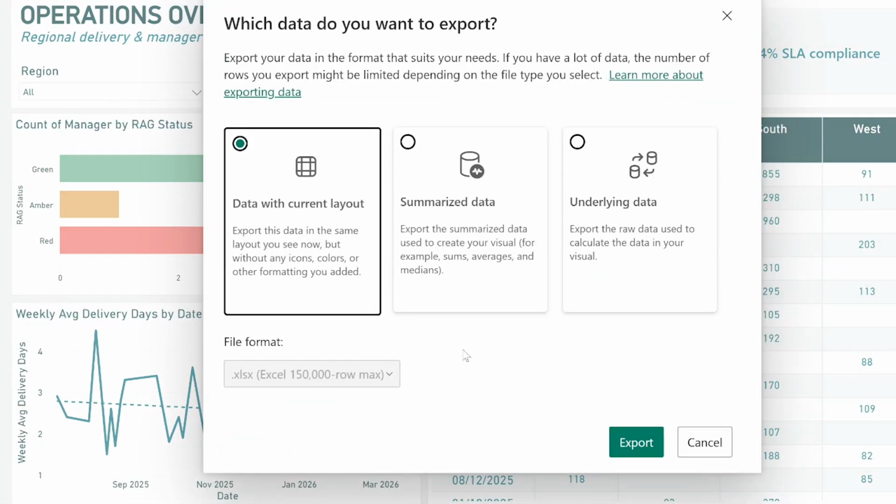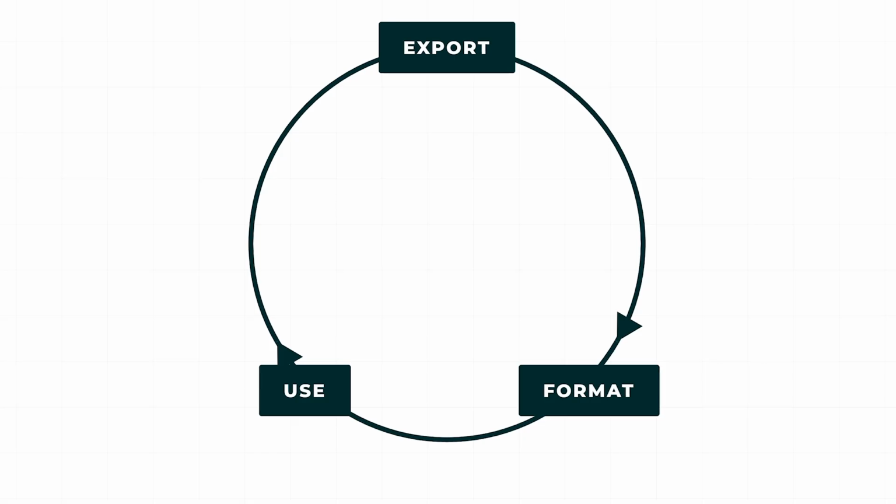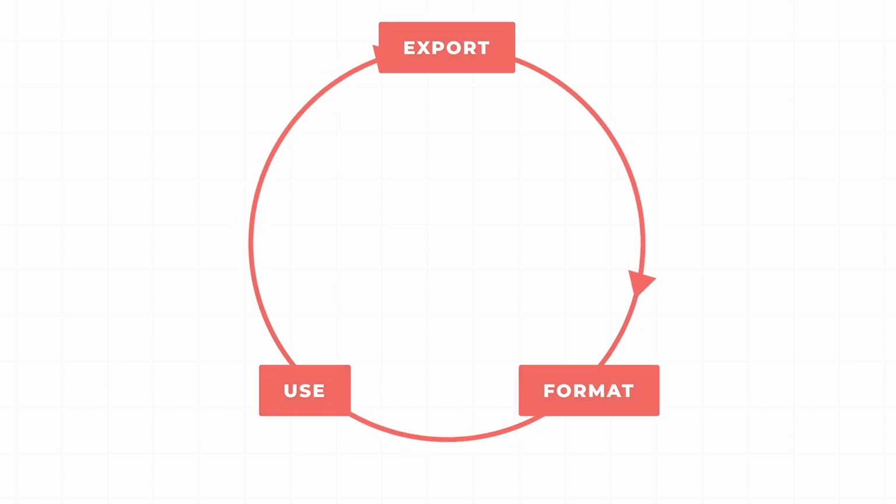Most people actually just click export and take the first option, data with current layout. And it works. You get a nice clean table and the numbers look right. You format it, drop it into an email or your board pack, and that feels like job done. And then a week later, the data in Power BI is updated and your spreadsheet has not. So you open Power BI, click the three dots again, export again, reformat again, and then the next Monday, again.